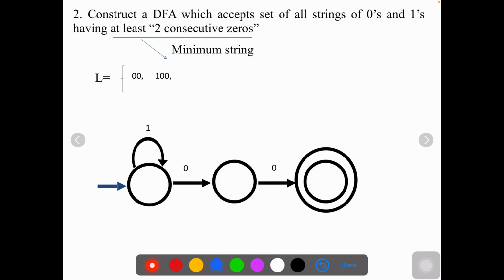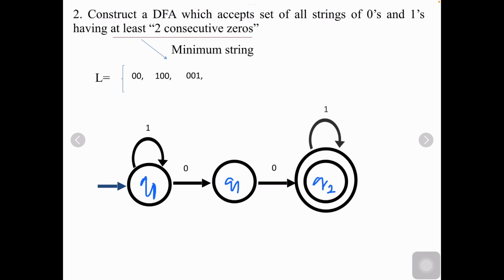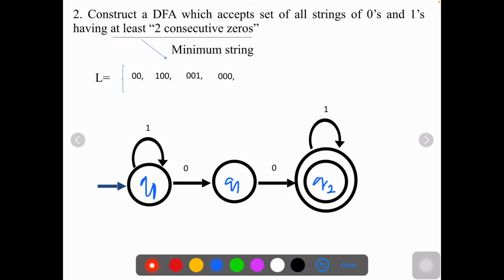So you can make this Q naught, Q1, Q2, right? Then what follows is also valid, since the string contains two consecutive zeros. As usual, at the end any number of ones can come, and if three zeros come, that is also fine, because at least two zeros is enough; even more than that, 20 also, will be accepted at the end. So that I have made.